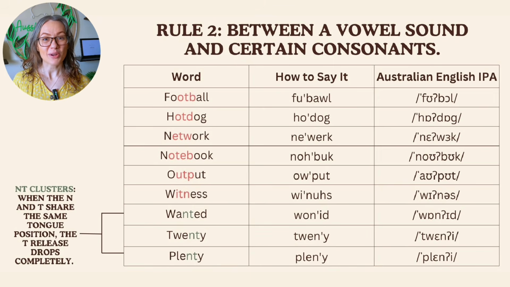Wanted. You've probably heard this one a lot. This comes up in my classes all the time. Not wanted, it's wanted. That t before the n again catches in the throat. 20. Instead of 20 with that t, you can say 20. Plenty. Instead of plenty, you can say plenty.